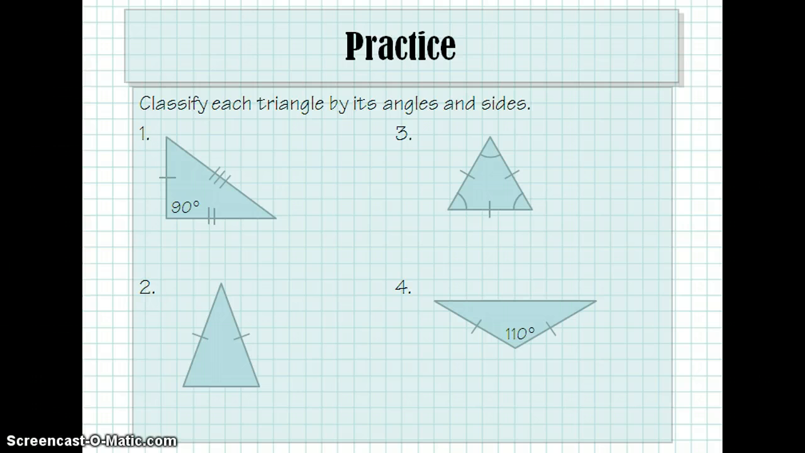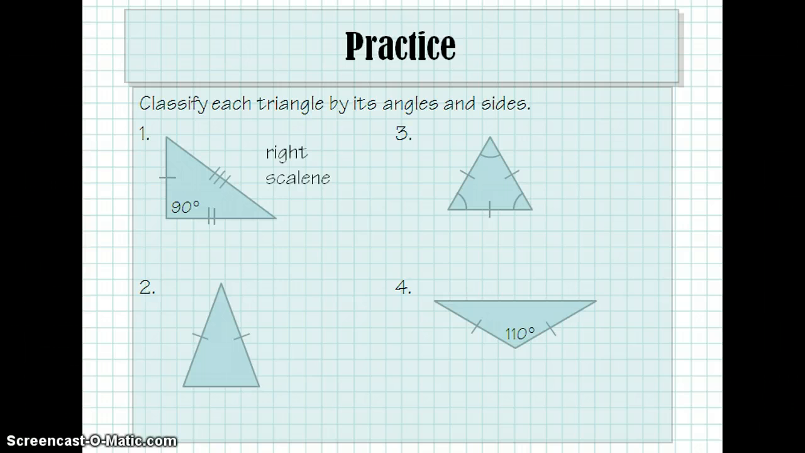So let's go ahead and see about classifying some of these triangles. So number one, I noticed that it has a right angle, so this is going to be a right triangle. And the markings show that each side is a different length, so this is going to be a scalene triangle. So this is a right scalene triangle.